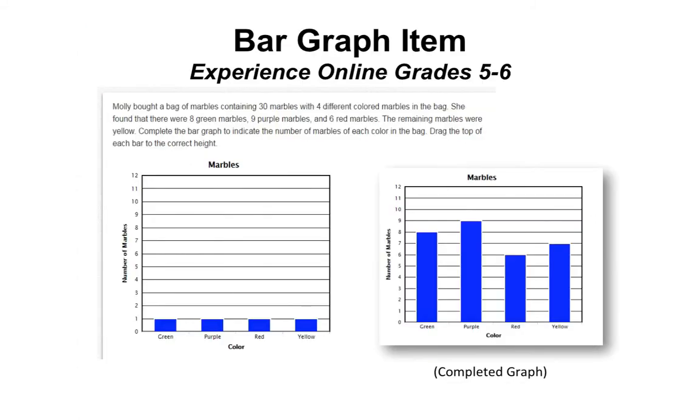Bar graph items provide a way for students to create bar graphs from a data set. This slide shows an example of an original bar graph with small blue arrows across the bottom of the graph. These bars are adjustable and can be dragged up or down to create the bar graph as desired. Students simply select the bar they wish to adjust and drag it to the appropriate height.